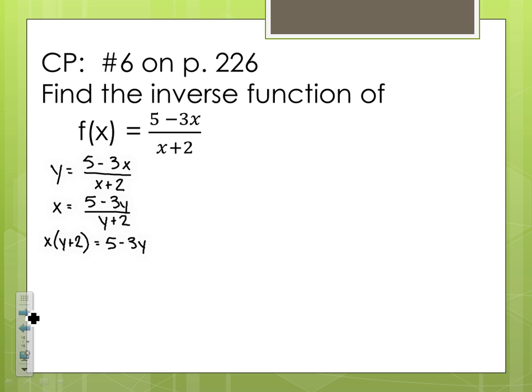Okay, go ahead and distribute. Now, if we're solving for y, we want all of our y stuff on one side and all of our not y stuff on the other side. So bring the 3y over to join with the xy, and put the 2x on the other side with the 5. Now, you can't combine xy plus 3y, but we can pull the y out of there. So factor it out.